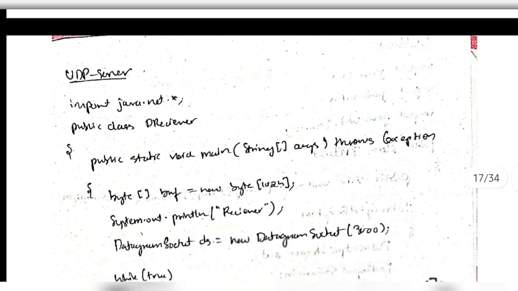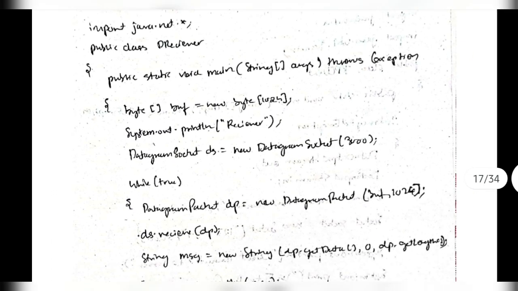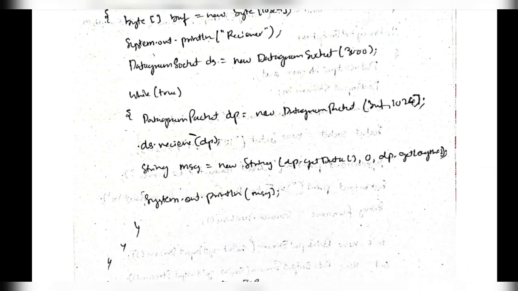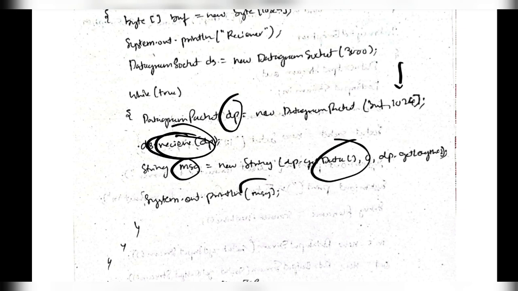Coming to the UDP server, to receive the data we need a buffer. What is the message coming? I want to save it somewhere, right? That's why the new byte array is here and the datagram socket is here. After that we need to receive the packet. I'm creating a packet, making the buffer ready, and then receiving the packet. Then I'm extracting the message from it, and after that I am printing that message. So this is what you have to explain in socket programming under the subheading UDP.